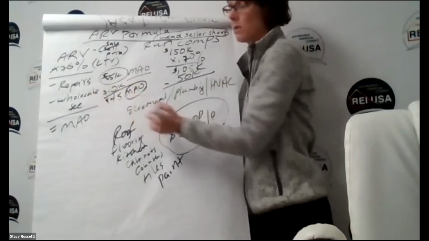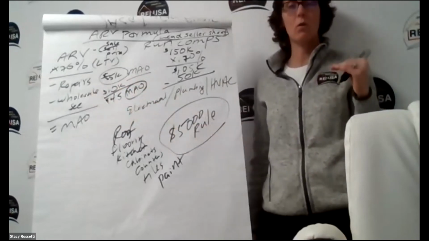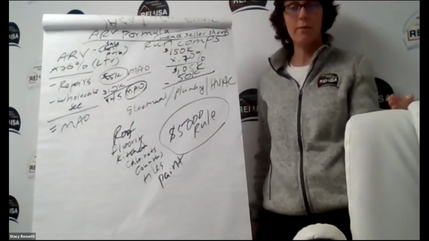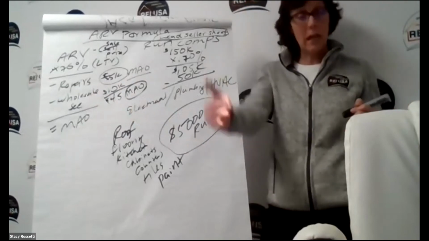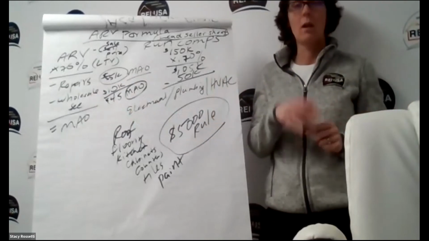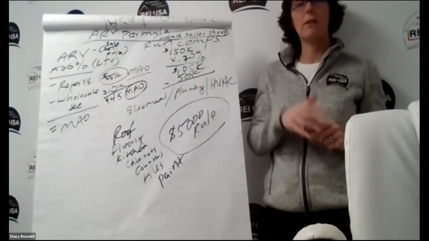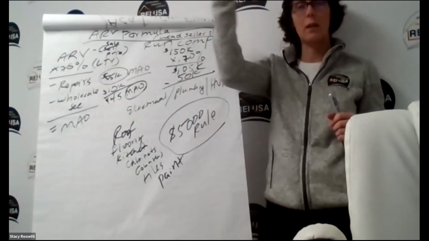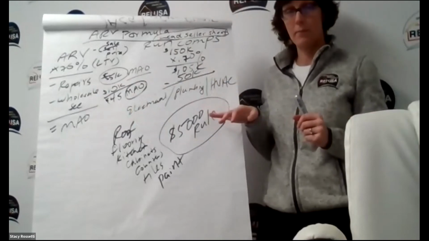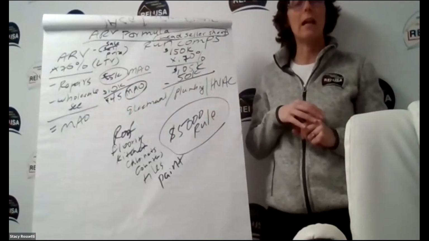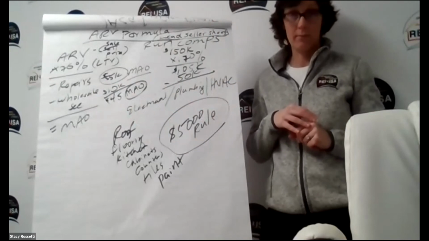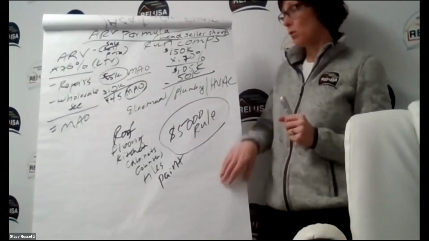If I'm a wholesaler, I have to put that thing under contract for 45,000 so that I could sell it for 55,000. And the buyer comes in and buys it for 55, puts 50,000 into it and sells it for 150. And that is called the ARV formula.